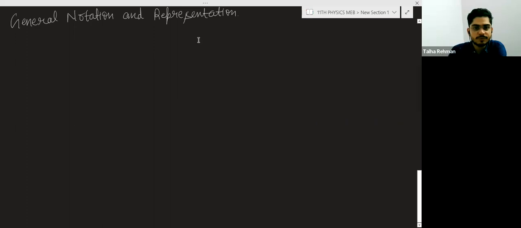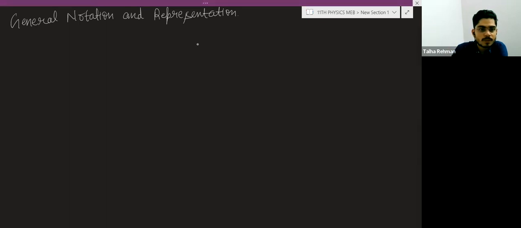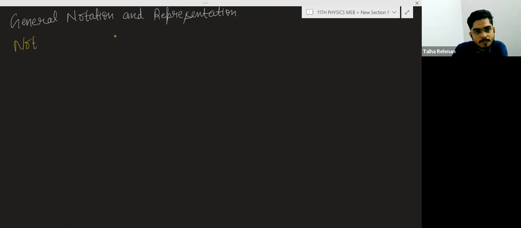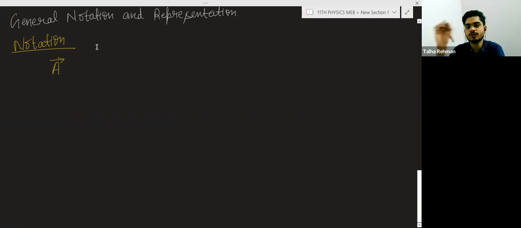So how we will represent the vector and how we will denote the vectors. Notation is given like this. Suppose you have a vector A, so you will write this vector as A vector, A with an arrow on that A. This is the notation.